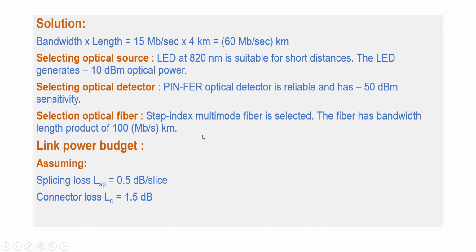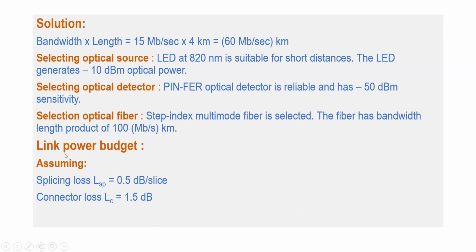Selection of optical fiber. Let us assume that an optical fiber is selected and it is a step index multimode fiber. The fiber has a bandwidth length product of 100 Mbps per kilometer.